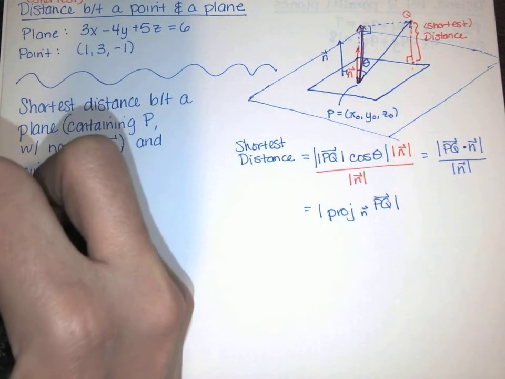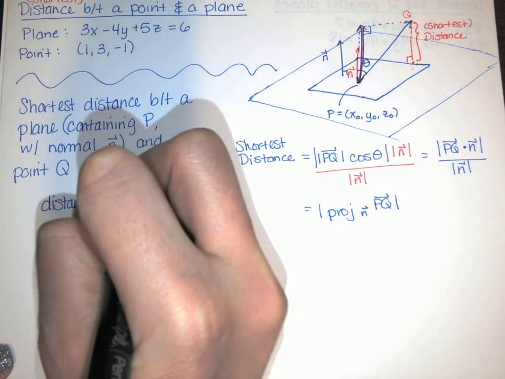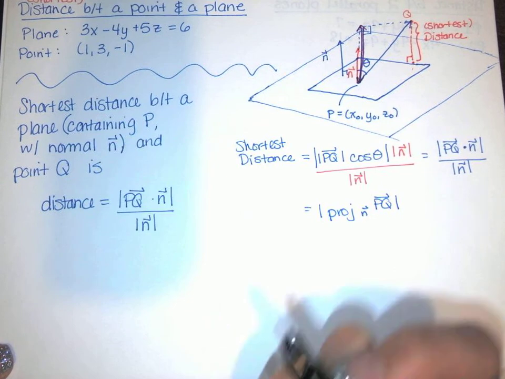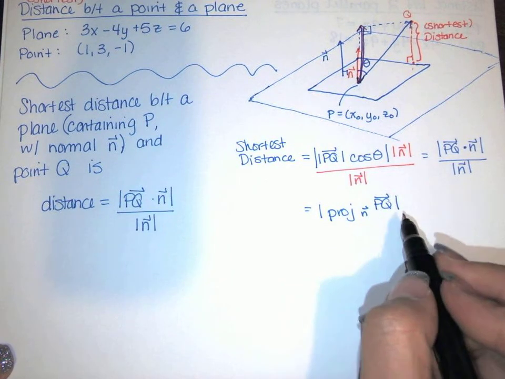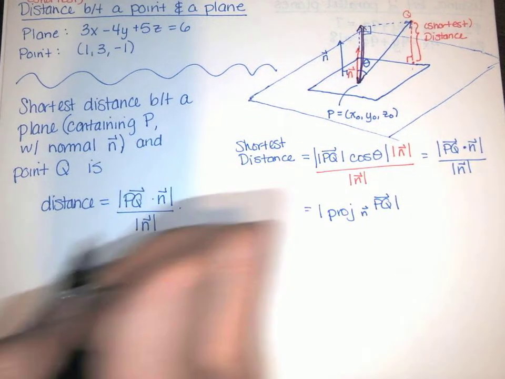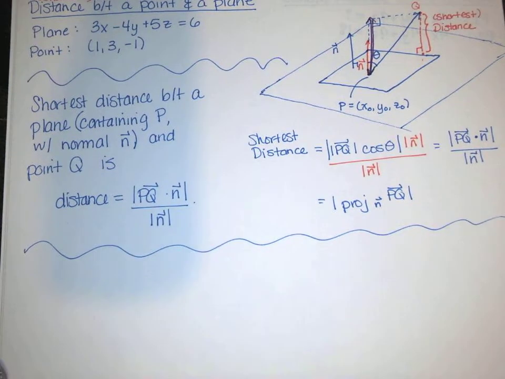And I'm going to write distance equals, and this is what I'd put on my note card. I'm creating a formula sheet. Or if you prefer, you can put the projection of PQ onto n, which is equal to this. Same thing. All right. So now let's apply it. Let's apply this distance formula to this plane.